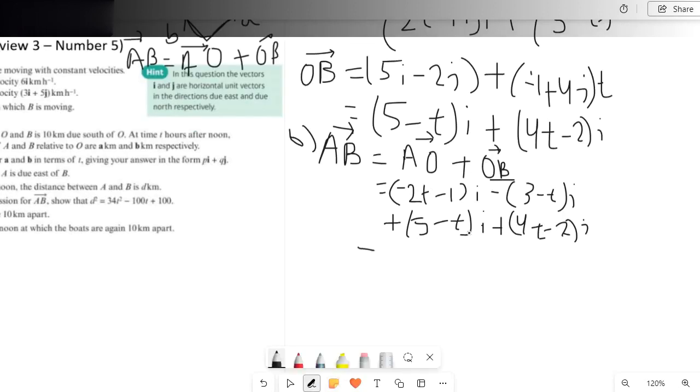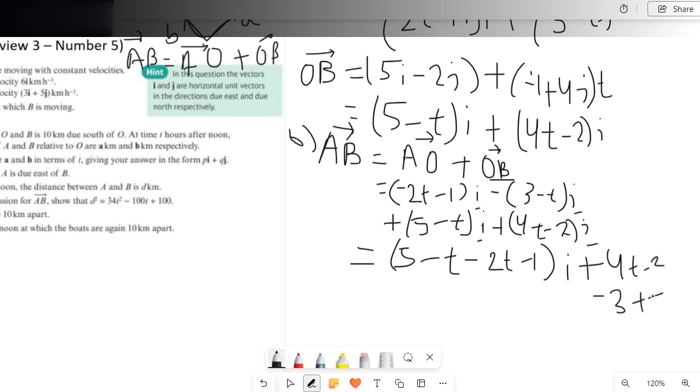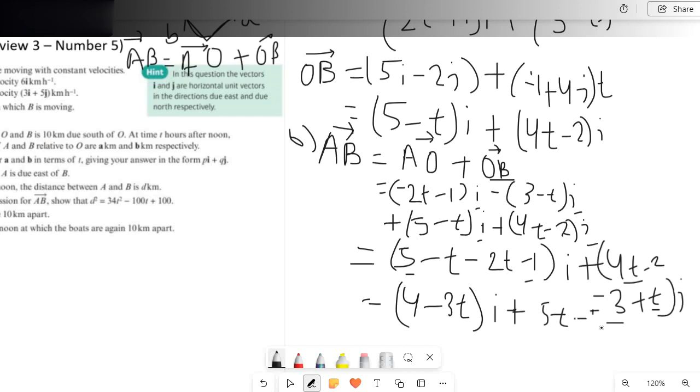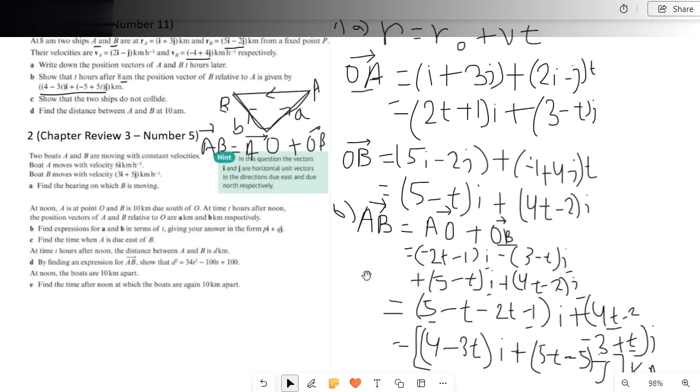And so simplifying and combining the i components and j components, we have (5 minus t minus 2t minus 1) i plus (4t minus 2 minus 3 plus t) j, and further simplifying we have 5 minus 1, which is 4, so 4 minus 3t, and 4t plus t is 5t, and minus 2 minus 3 is minus 5, therefore our answer is (4 minus 3t) i plus (5t minus 5) j. So for part C, we have to show that the two ships do not collide.